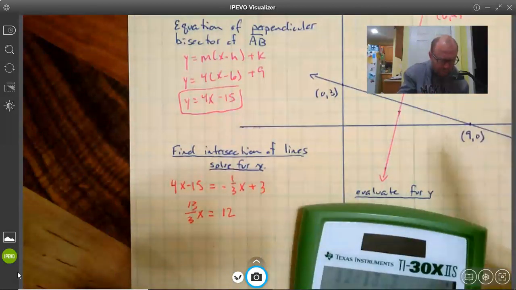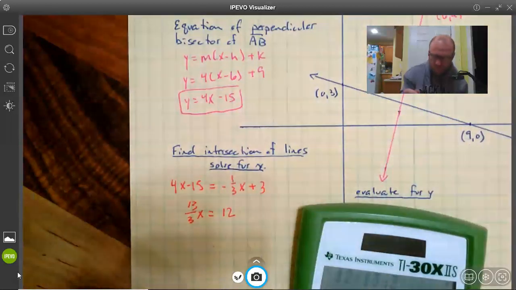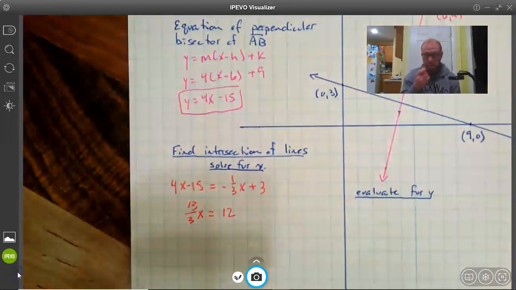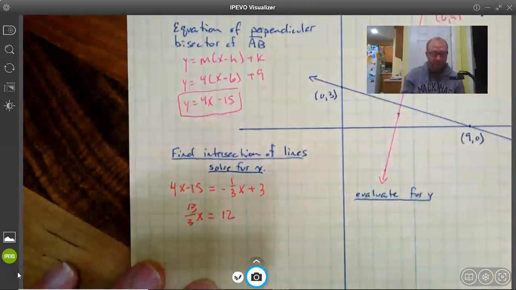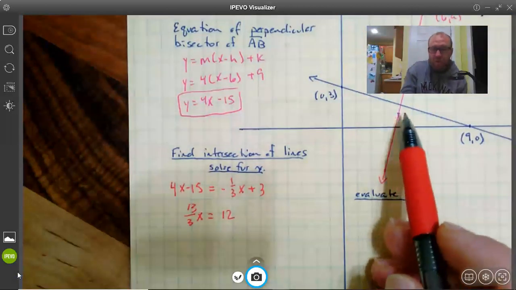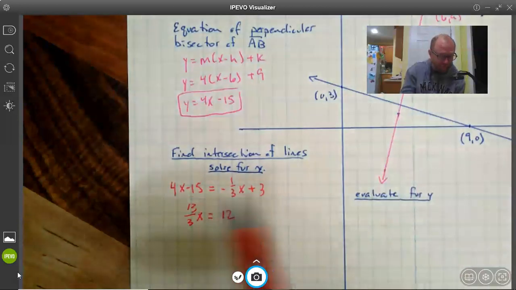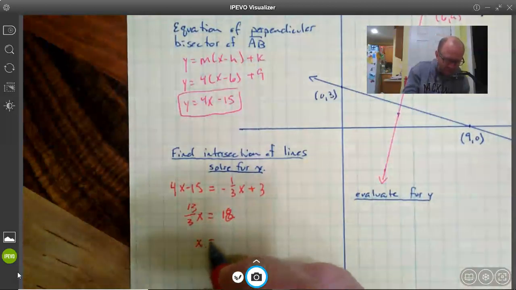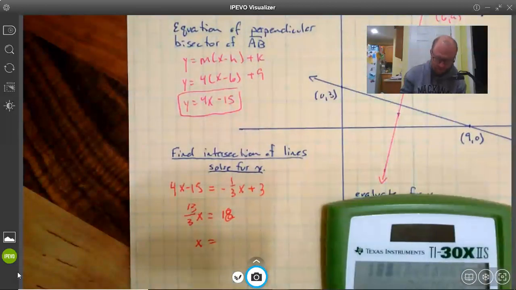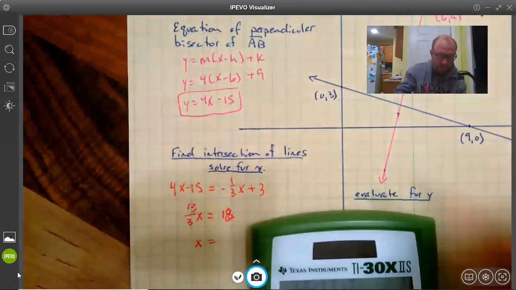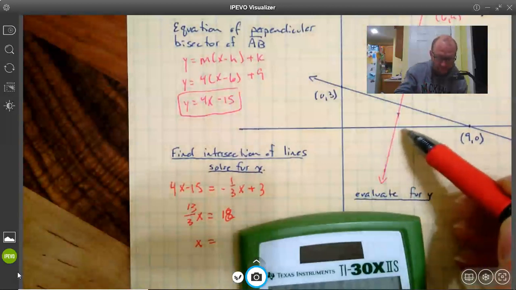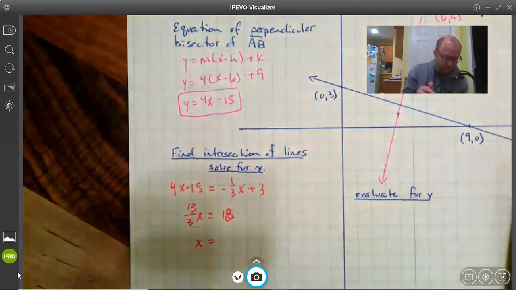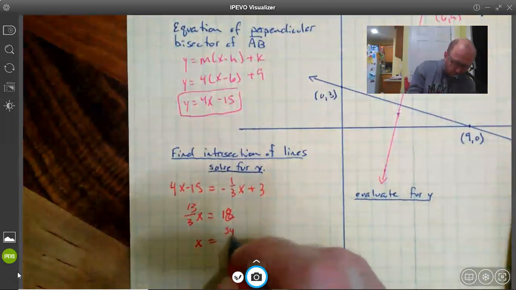Wait a minute, something's wrong. Hold up, something's wrong. Pause. I got an x value that was a little over 2, and I noticed that that could not be the x value here. Something's wrong, and look, 3 plus 15 is not 12, it's 18. So there's our problem. So 18 divided by 13/3 is 4 2/3. 1, 2, 3, 4, and a little bit more, 2/13. Yep, that makes sense. So let's turn that into an improper fraction, 54/13.